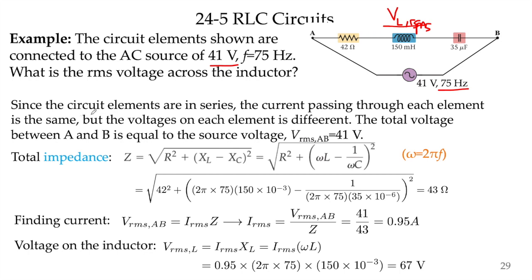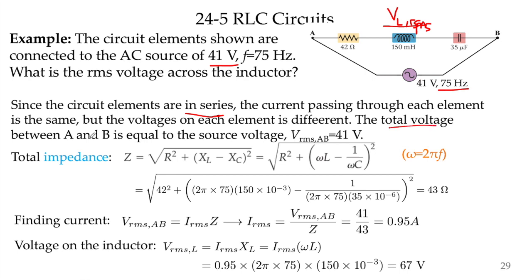Okay, so since the circuit elements are in series, the current passing through each element is the same. It's the same current that passes through each one, but the voltages on each element are different. Of course, it should be different, right? So it's going to be V equals, for this one, I times R, for this one, I times XL, for this one, I times XC. So they will be different numbers. Also, the phases will be different. Not only the amplitude, but also the phases will be different.